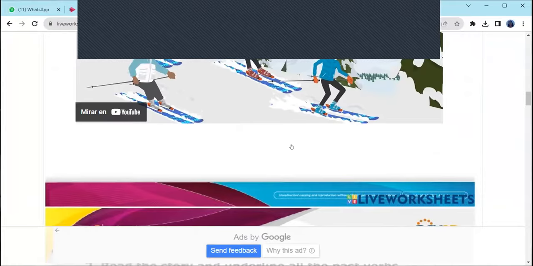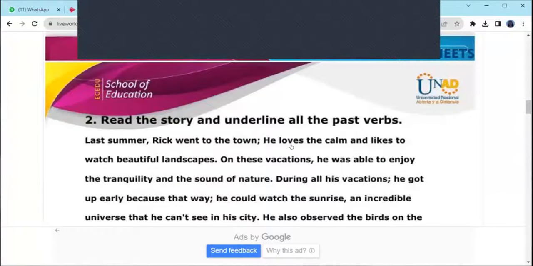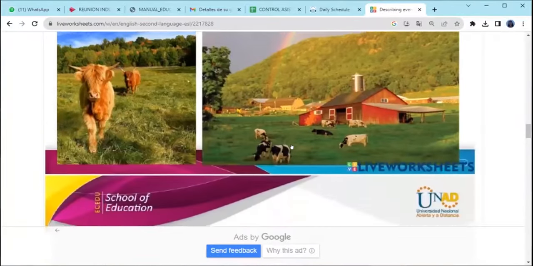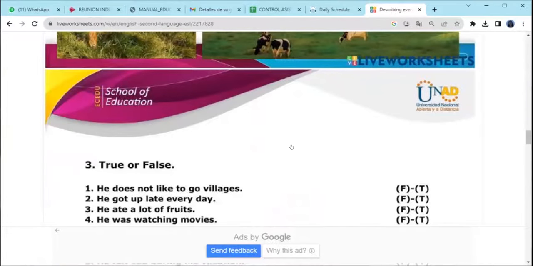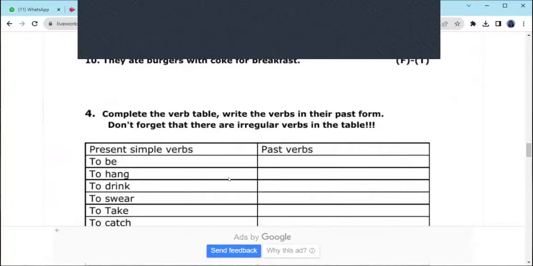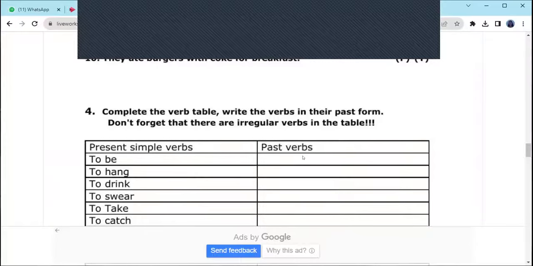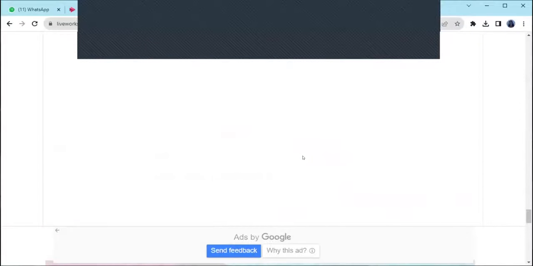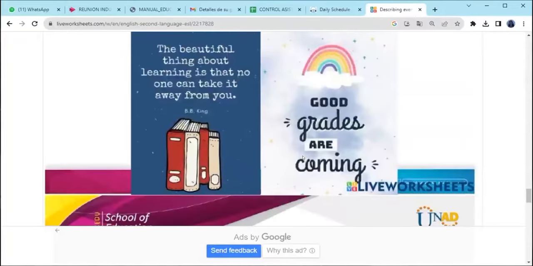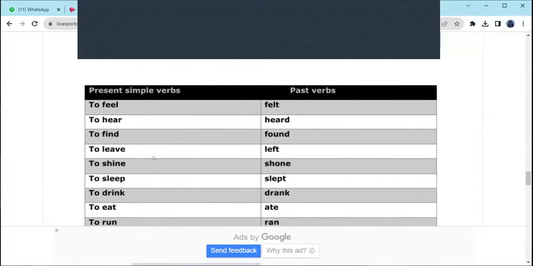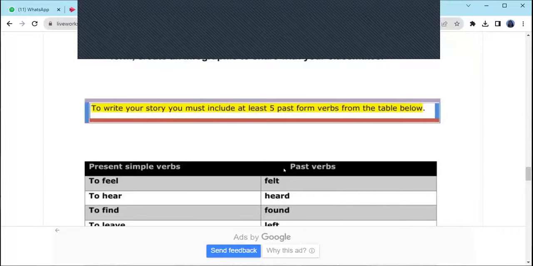And then we have a story. And we are going to underline all the past verbs here. And you are going to answer according to that if this is true or false. Then you're going to change the present tense of the verbs. You're going to change it to the past. Let me see, yes, we finish here. This is just a table of the present and past tense verbs, just as a reference.